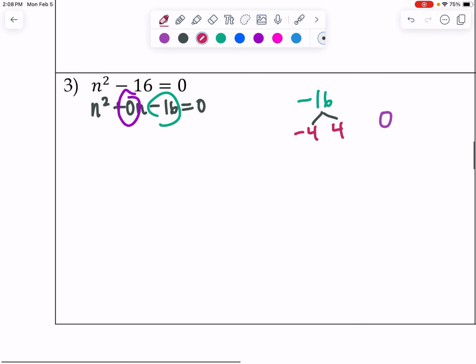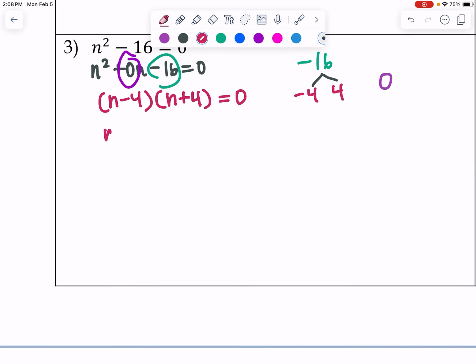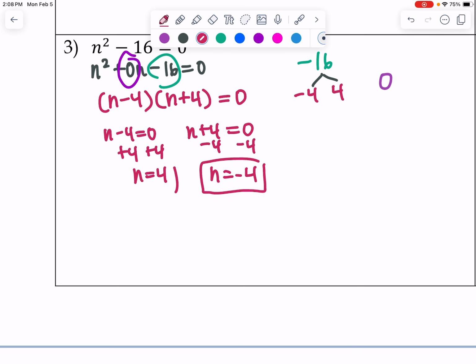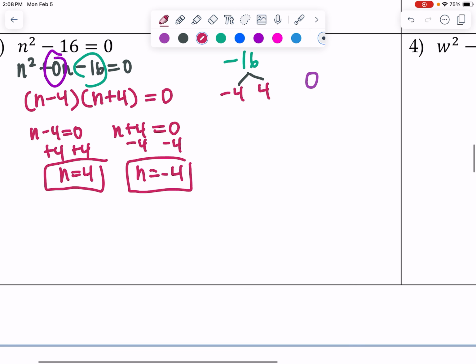That's a difference of squares, if you remember that from Unit 6. So my factors are n-4 and n+4. And so we would set each of these individually equal to 0 to get our solutions. In one case, I would get n equals +4, and in the other case, I would get n equals -4. Okay, and so in Desmos, my parabola would have x-intercepts at -4 and +4.